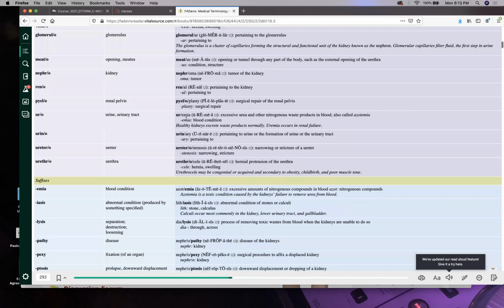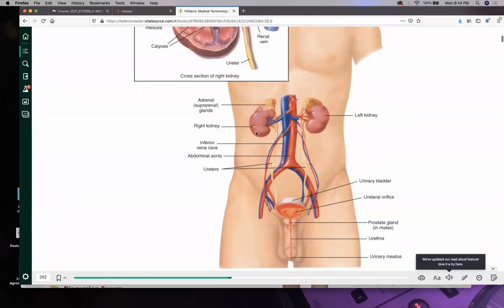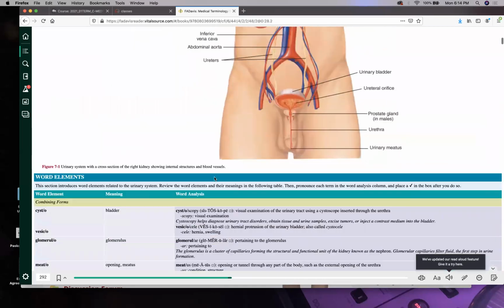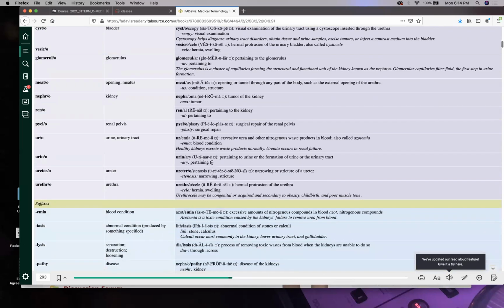Uro means urine, uremia, right? We already learned of the other emias, like hyperemia. So emia means blood condition. Ure means urine. Now, how do we make urine? See these blood vessels? See this blue and this red going inside the kidney? Well, it goes inside the kidney, and then the kidney filters the blood and removes all the nitrogenous waste or any extra nitrogens, usually in the form of ammonia.